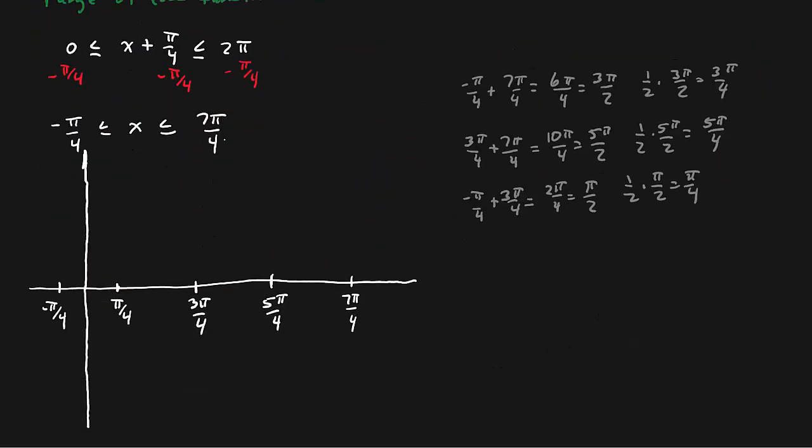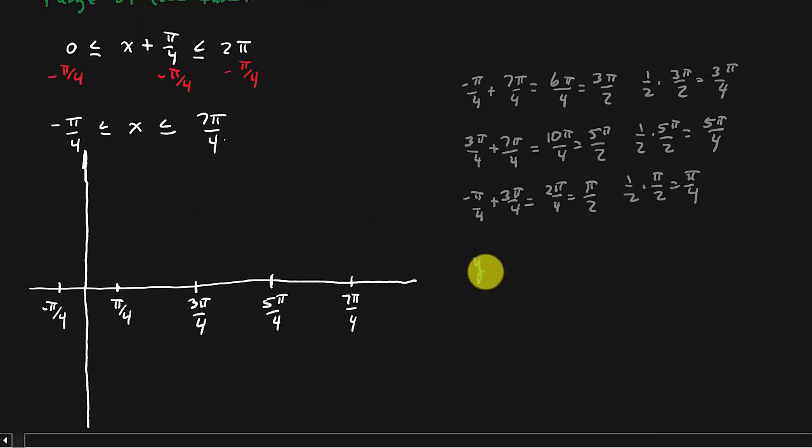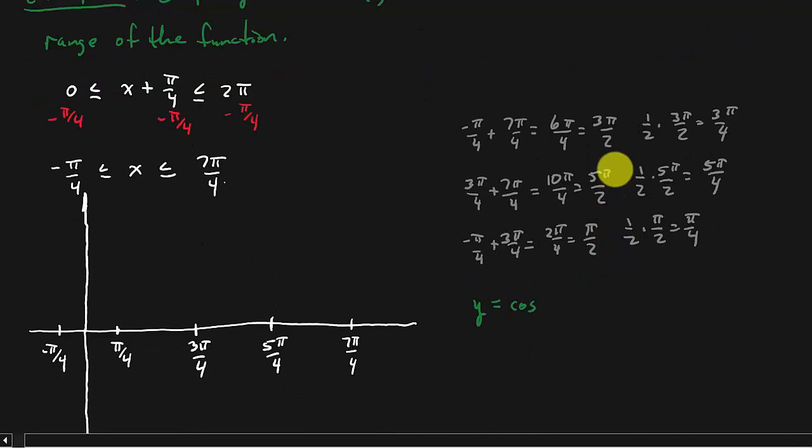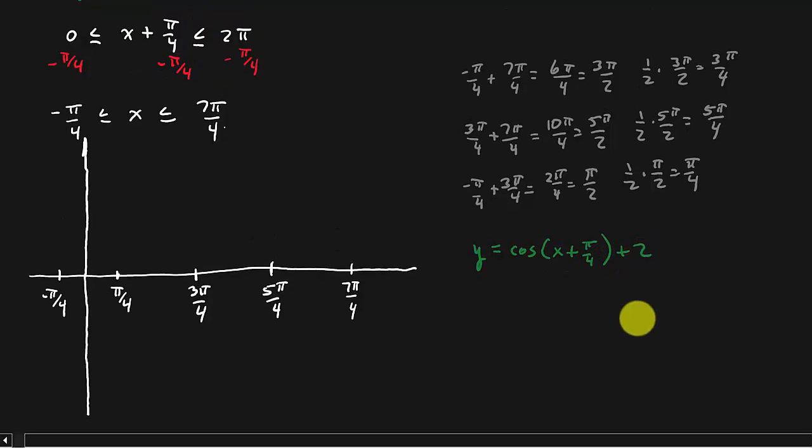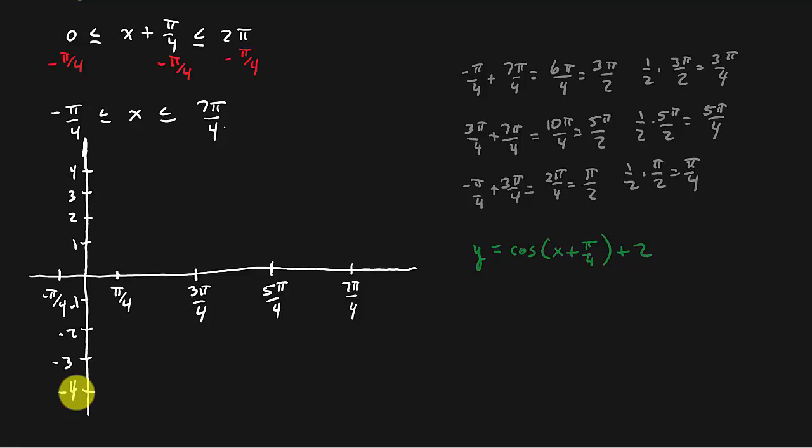So let me go ahead and just rewrite the problem here. Y equals cosine of x plus pi over 4 plus 2. All right. So let's go ahead and put in some more marks. 1, 2, 3, 4. 1, 2, 3, 4. We got 1, 2, 3, 4, negative 1, negative 2, negative 3, negative 4. All right. So far, nothing's really different, right? Nothing's that different.